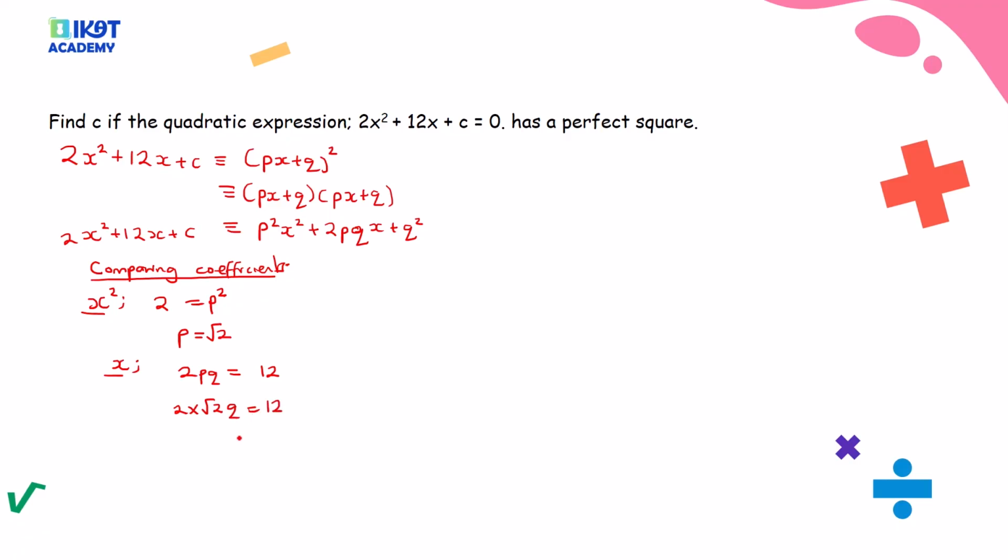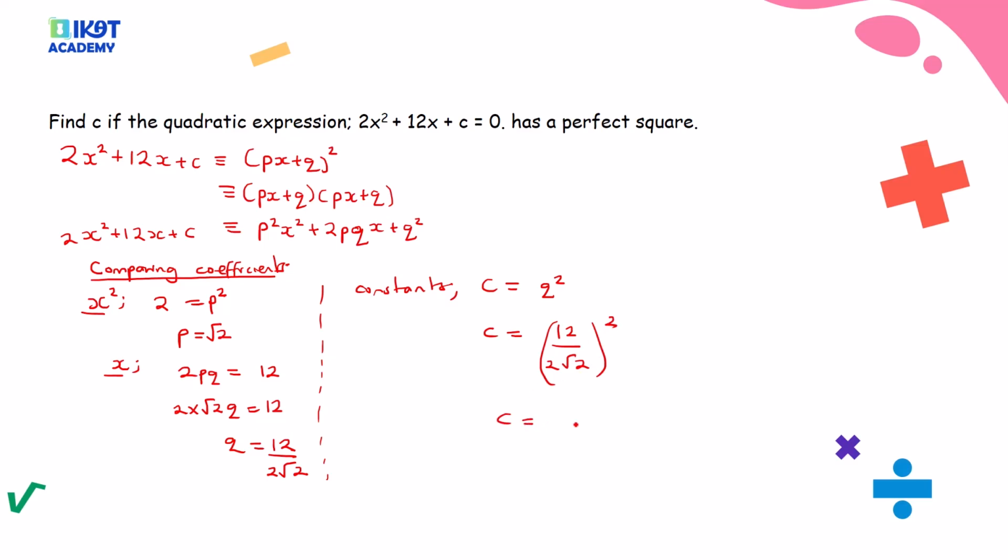So now we can say what is q. q will be 12 out of 2 root of 2. Then now we go to comparing constants. Here we have c will be q squared. But what was q? 12 out of 2 root of 2, squared. So what is c? If you put this into our calculator, you're going to find that c is going to be 18. So you see now we've found the value of c.